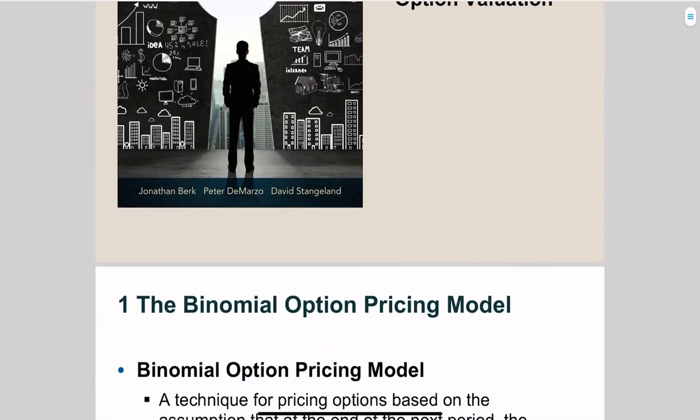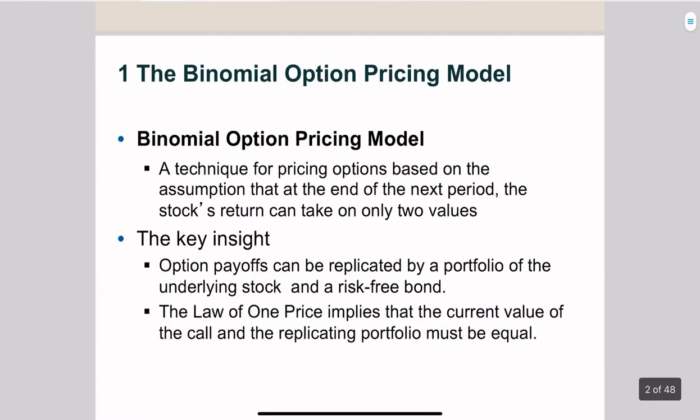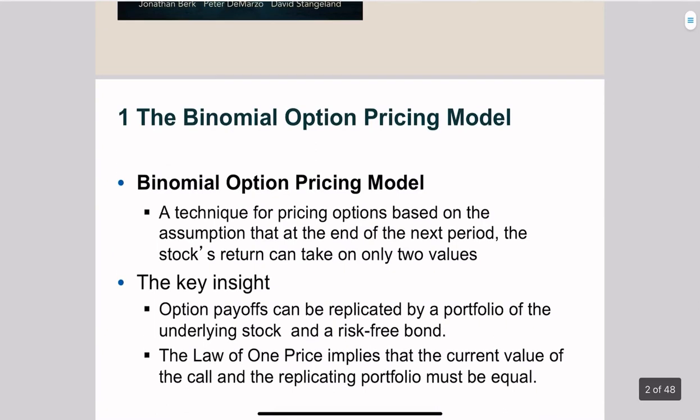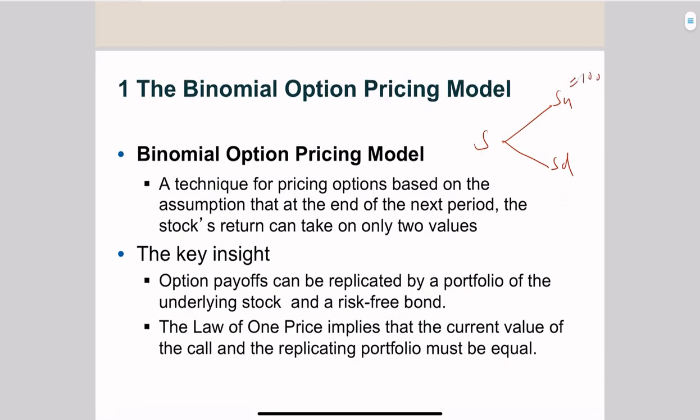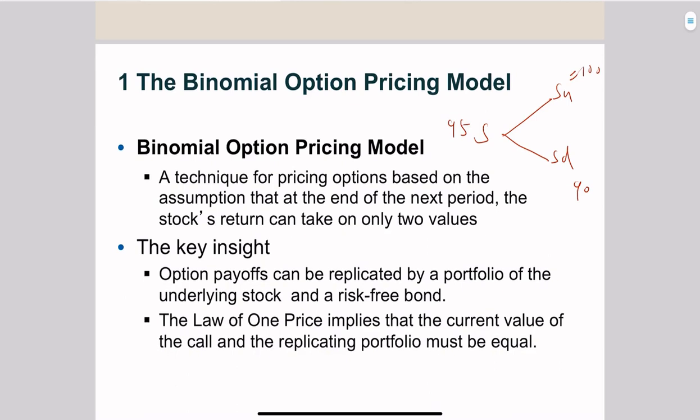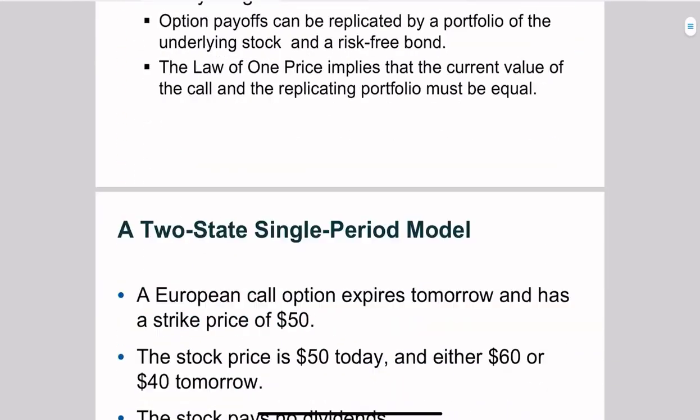Okay, now let's first review the option models we discussed in the last class. The first one is the binomial option pricing model. The assumption of this model is that in the future, a stock has two possible values. So let's say maybe 100, maybe 90, and this one is 95. Based on this very simple assumption, we could derive this binomial option pricing model.